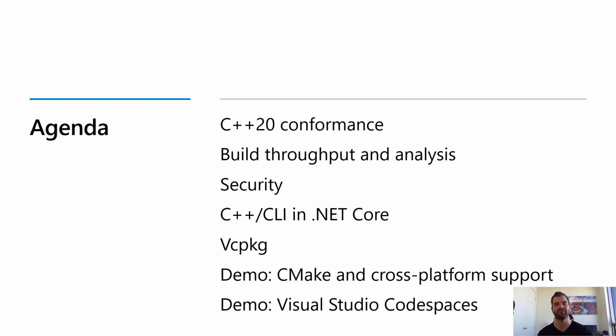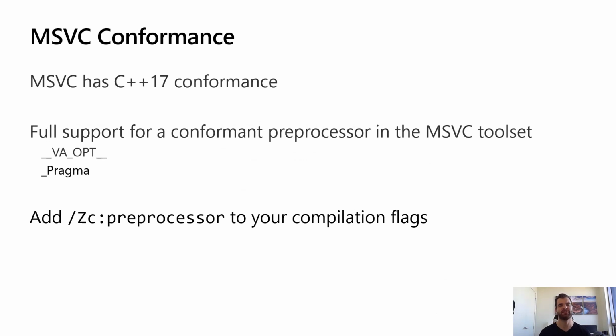So with that being said, I'll dive right into the first bullet point here, and that's conformance. Just a reminder, MSVC has C++17 conformance. Additionally, we've added full support for a conformant C++ preprocessor, and that's behind a /Zc:preprocessor switch. In addition to standard conformance, we've also added support for C++20's __VA_OPT__, and to enable this, you just need to add /Zc:preprocessor to your compilation flags. If you are using older code, don't worry, the legacy preprocessor is not going anywhere, and it will continue to serve as a compatibility layer.